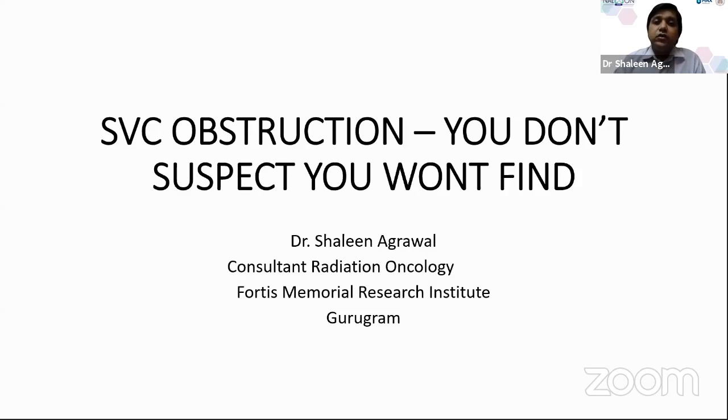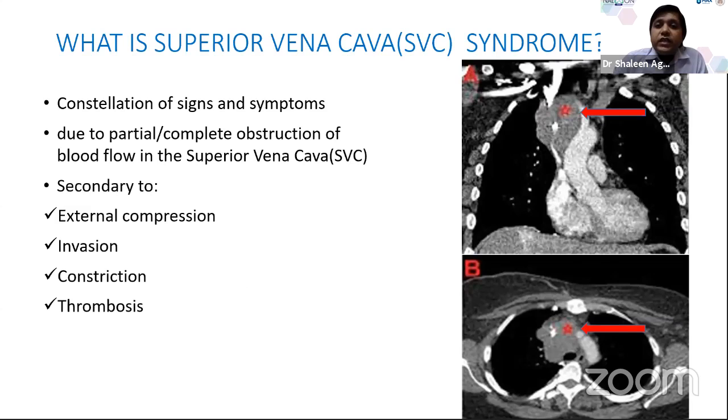Coming to SVC obstruction, the SVC obstruction is presented with what is known as the superior vena cava syndrome. It consists of a constellation of signs and symptoms which is due to the partial or complete obstruction of blood flow in the superior vena cava. It is most commonly secondary to external compression or invasion by any tumor, or constriction by external compression, or thrombosis.